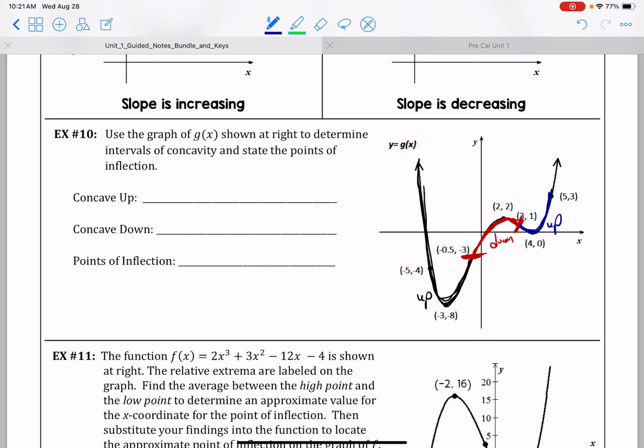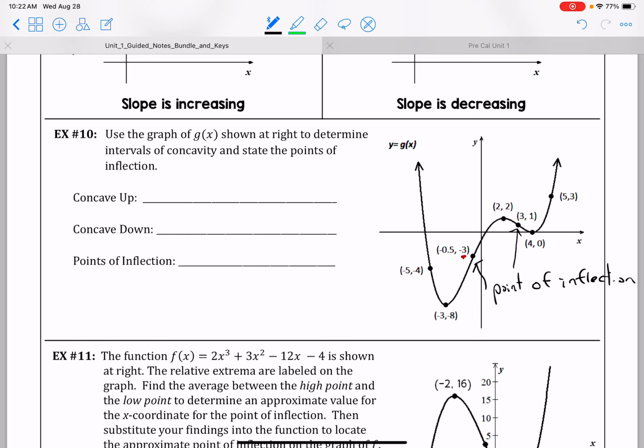The point of inflection. I'm going to get rid of that so you can see everything else. Okay, so the point of inflection is the spot where it changes from up to down. So point of inflection would be here, right? And the point of inflection would be right here. We'll talk about how to algebraically find it, but right now just understand that's where it is. It's like the point where it changes from up to down.